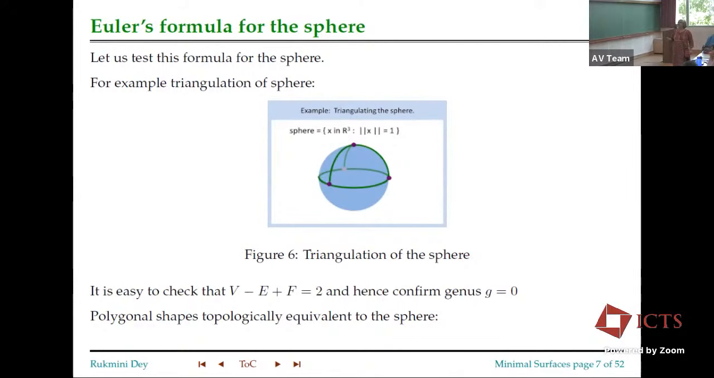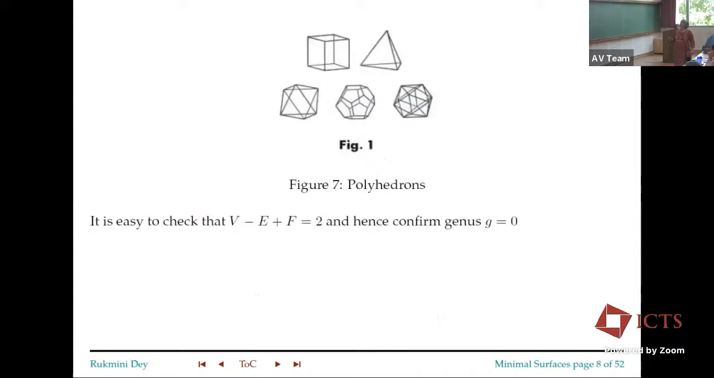So even if you get a sphere in a very weird way, we'll see. For example, these are all topologically equivalent to the sphere, the platonic solids, okay? This is almost a cube, right? And this is almost a tetrahedron, this is an octahedron, this is a dodecahedron, and this is an icosahedron. You can deform them into a sphere, okay? The surfaces are topologically equivalent to a sphere, okay?